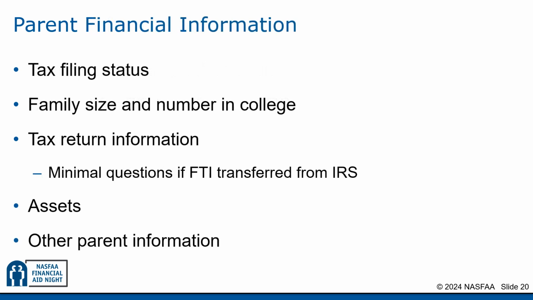Parents will then come to the section of the FAFSA that will ask them for information regarding their financials. So this will be information regarding the parent's tax filing status, family size and number in college, and tax return information. So again, info that's going to be directly transferred from the IRS, and asset information, just like it asked for the student. And then if parents have filed jointly, it will ask for other parent information, or if parents are married and filed separately, it will also ask for other parent financial information to be input on the FAFSA to make sure that it has all of the relevant information for the student.